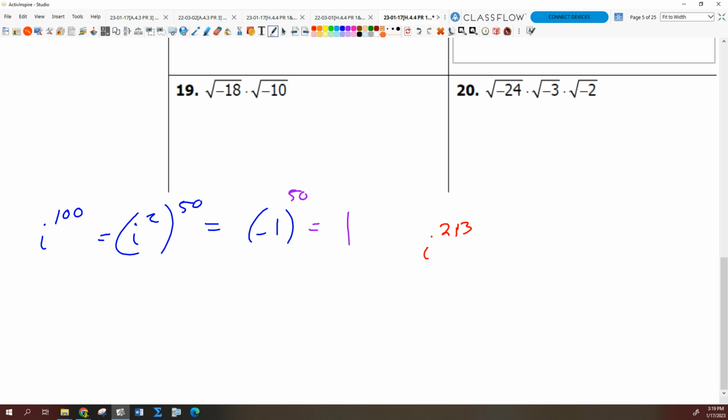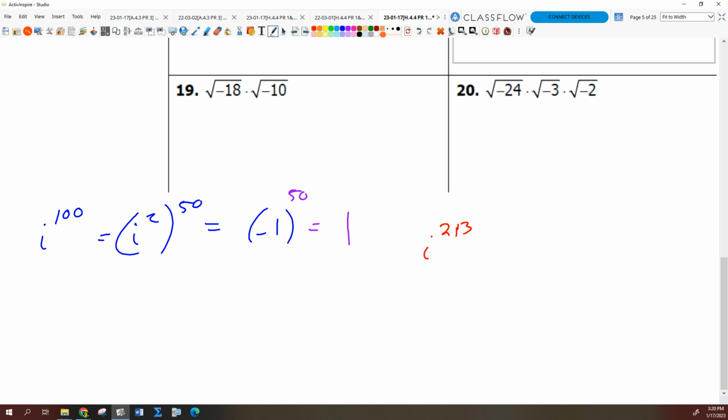Okay, but no, you got it backwards. We always want to write it as a power of I squared. So it should be I squared to the 106. There you go. That's it. You forgot the extra I on the end.